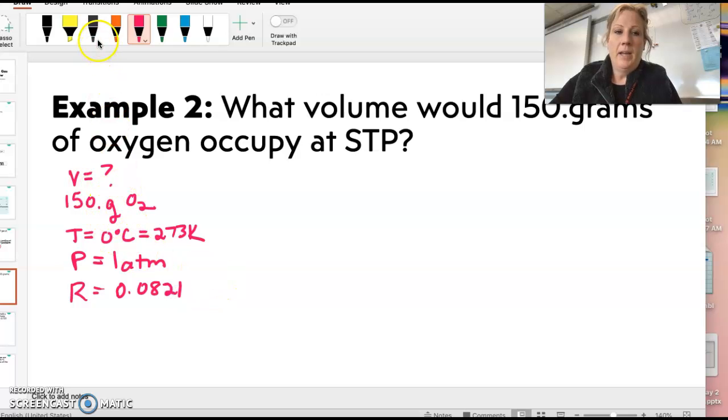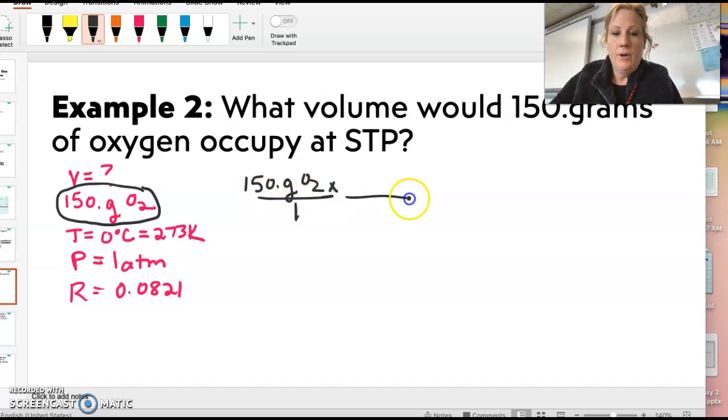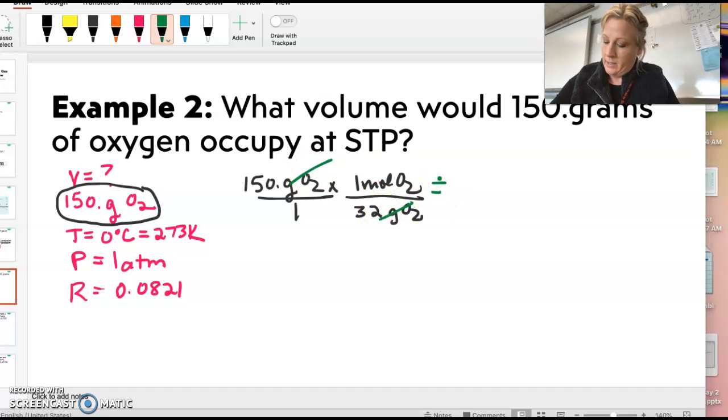I'm going to use my R, and the problem I have here is that I do not have moles, but I have grams. So I can take my grams of oxygen and convert that using my molar mass into moles. When I do that, I get 4.69 moles of O2.